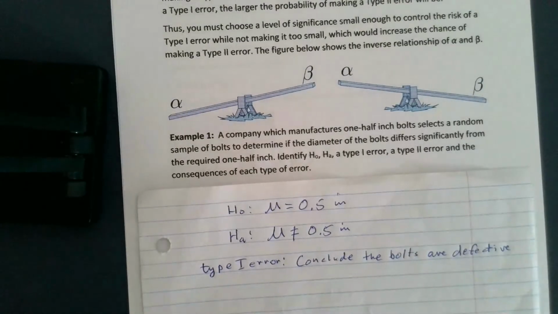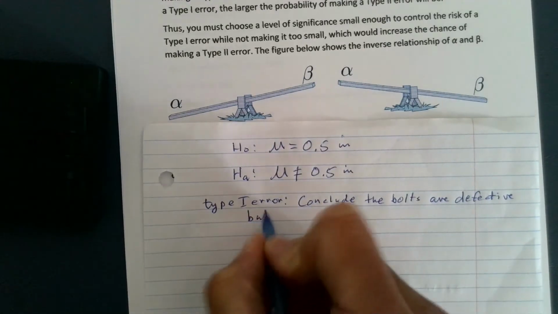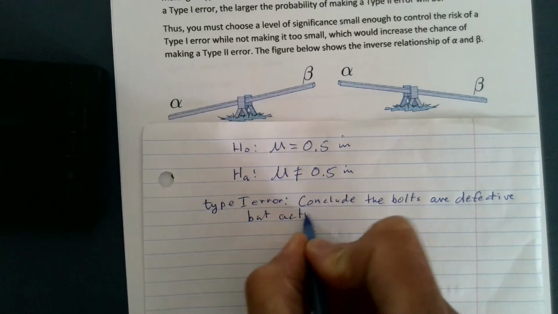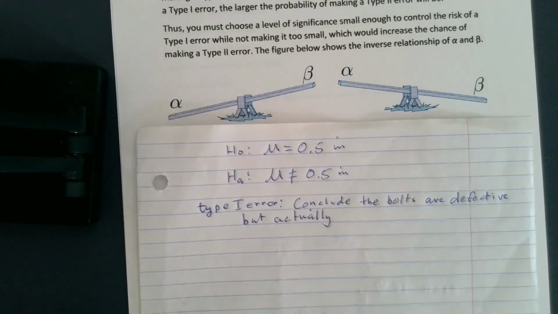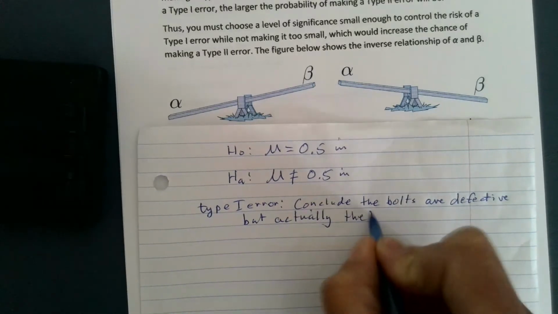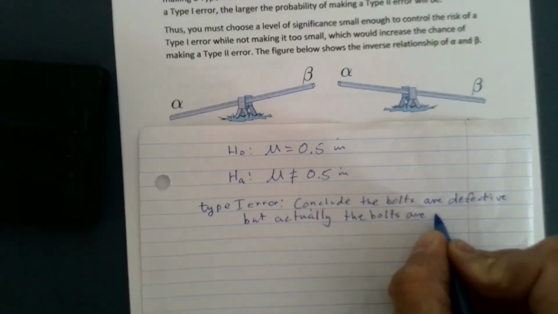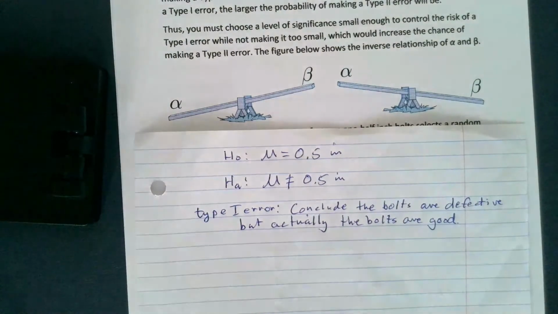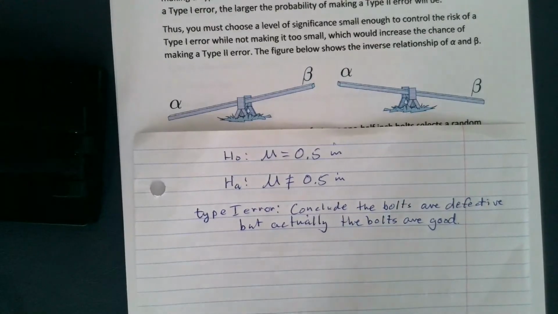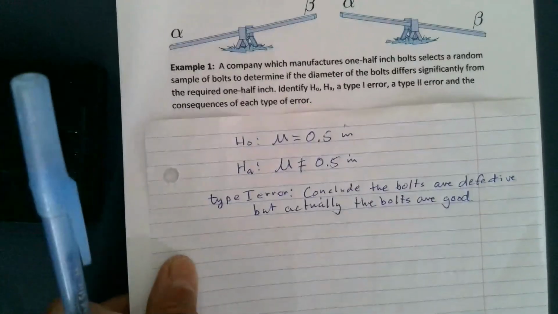Okay, so we would conclude the bolts are defective since we rejected the null hypothesis. But actually, the null hypothesis is true. Actually, the bolts are good. So what would be the consequence of making a type 1 error for the company? The company that manufactures the bolts.